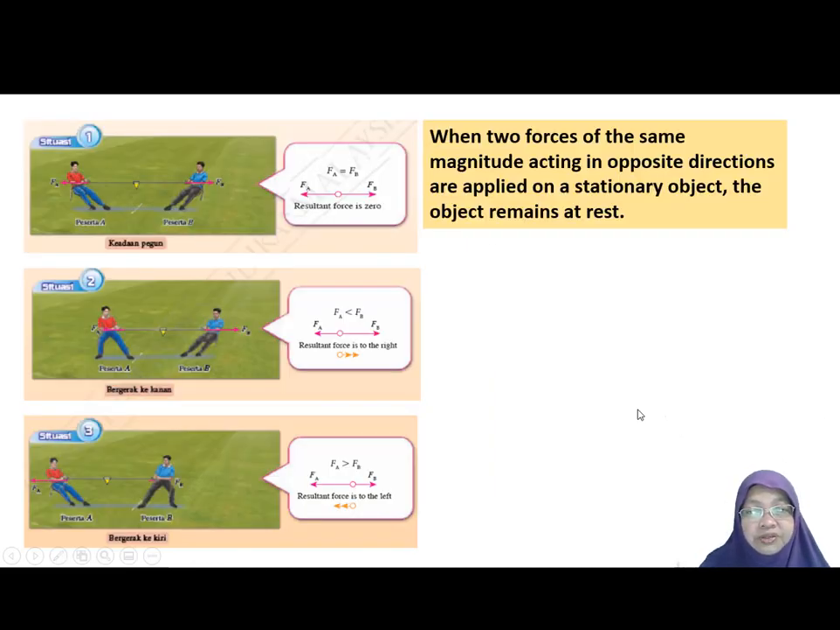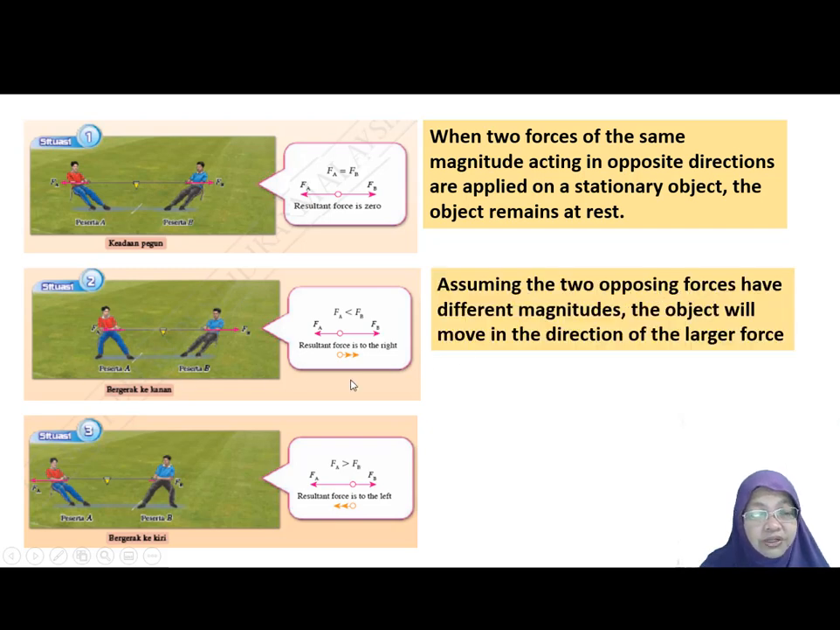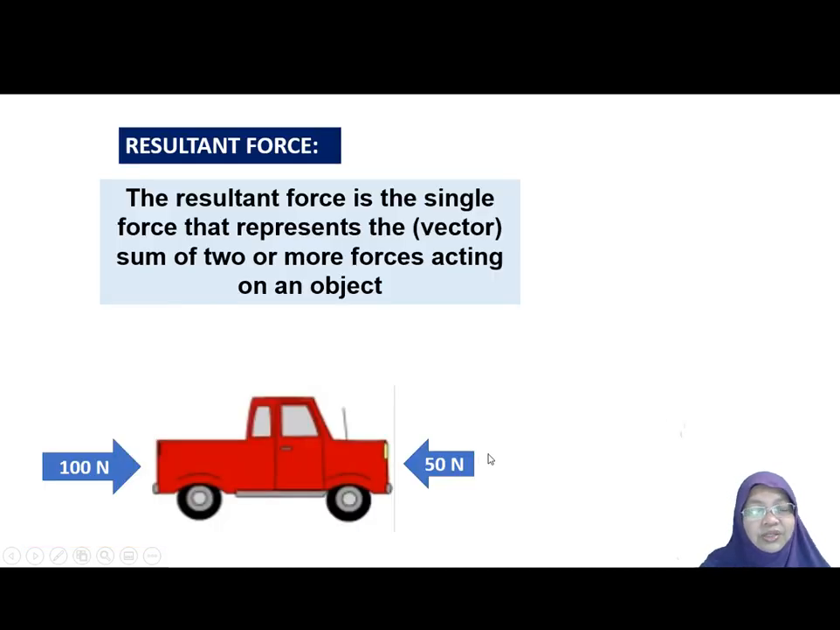Okay, so when two forces of the same magnitude act in opposite direction on a stationary object, the object remains at rest. So seri lah. Okay, tak siapa menang kan. But if you have two opposing forces of different magnitude, who is the winner? Okay, B, the blue is the winner, right? Sorry, the red one. The red one has the bigger force, so he is the winner, right? Because he pulls with the larger force to the left. Okay, so what is the meaning of resultant force?